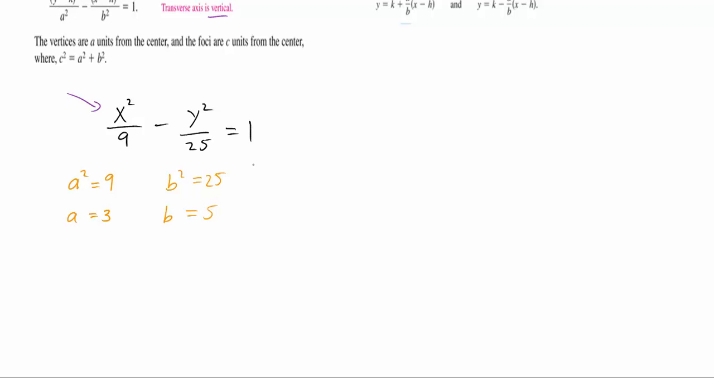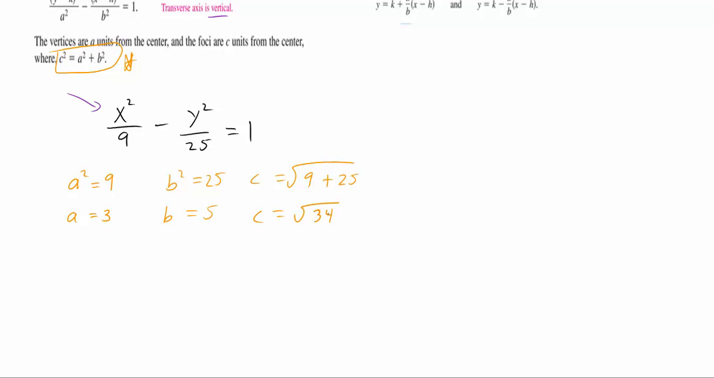If we're trying to find the C value, remember C squared is equal to A squared plus B squared. So that would be the square root of A squared, which is 9, plus B squared, which is 25. Whoops, this would be C, not C squared. I've already got the square root here, so C equals the square root of 9 plus 25. So 9 plus 25 tells us C is equal to the square root of 34.